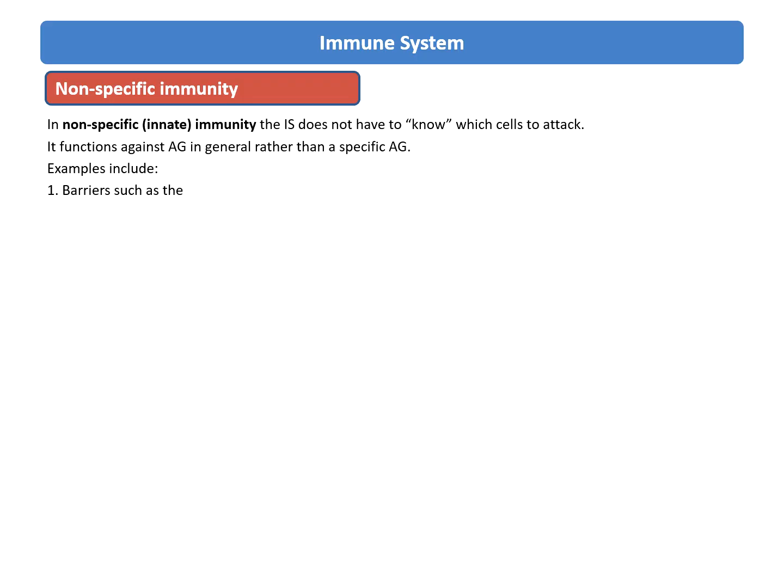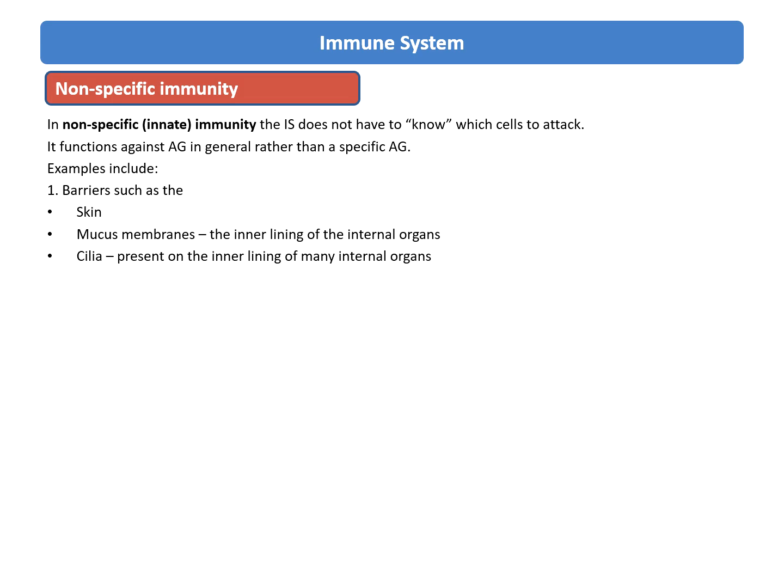Examples include barriers, such as the skin. The skin keeps out germs. Mucous membranes. This is the inner lining of the internal organs. Cilia, present on much of the inner lining of many internal organs. Acid in the stomach. All of these would tend to prevent bacteria from entering the body, or other microorganisms as well.